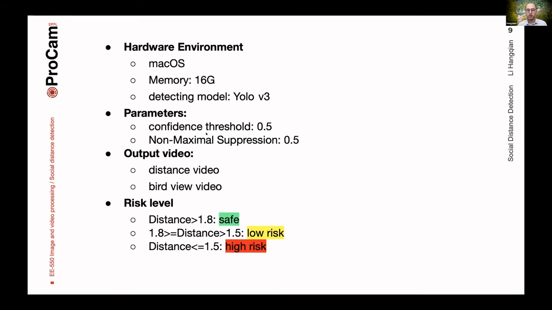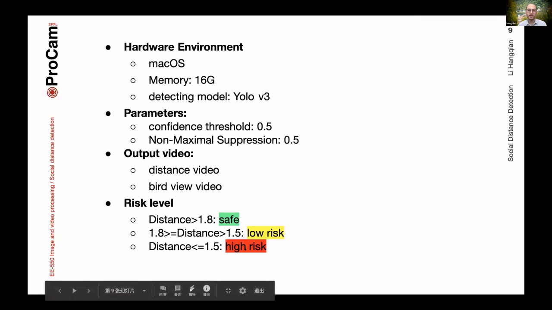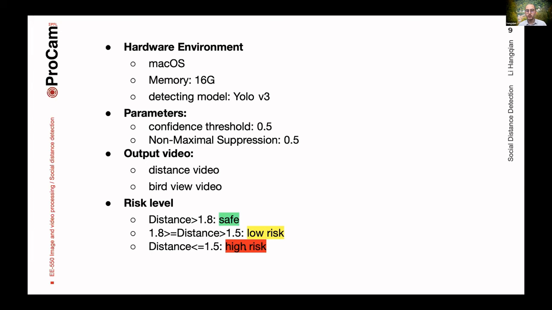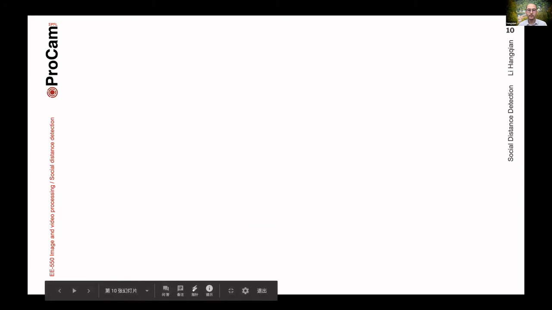Here are some parameters and the hardware environment of the system. I ran it on macOS with 16GB of memory, and the detection model is YOLO v3. As for parameters, the confidence threshold and the non-maximal suppression are both 0.5, and the output videos are a distance video and a bird view video. As for risk level, if the distance is higher than 1.8 meters, then it's safe and the color is green. If it's not over 1.5 meters, then it's high risk. In the middle, it's low risk and yellow.